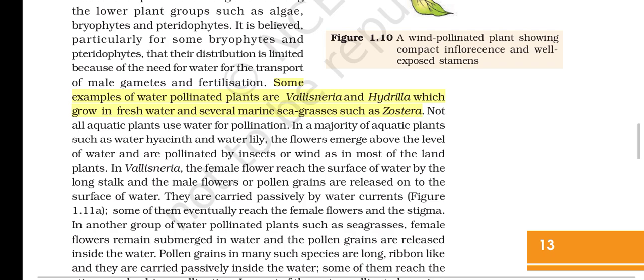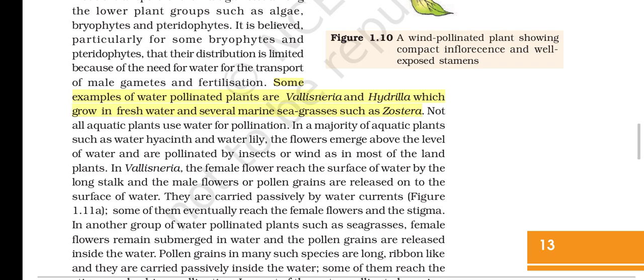In a majority of aquatic plants, such as water hyacinth and water lily, the flowers emerge above the level of water and are pollinated by insects or wind, as in most of the land plants. In Vallisneria, the female flower reaches the surface of water by the long stalk, and the male flowers or pollen grains are released onto the surface of water. They are carried passively by water currents. Some of them eventually reach the female flowers and the stigma.